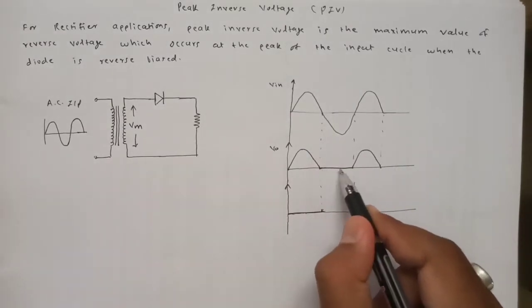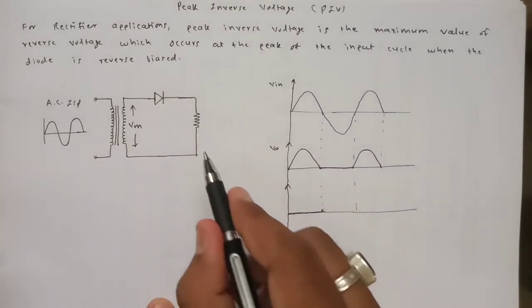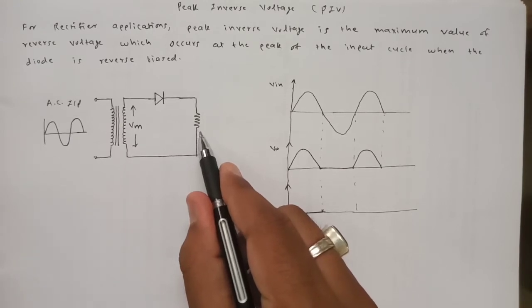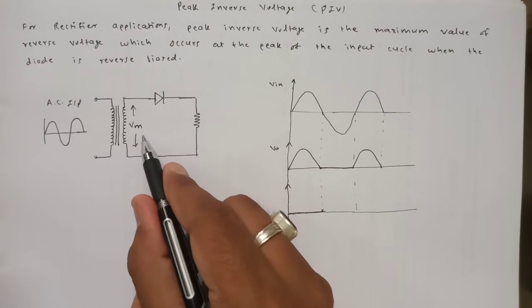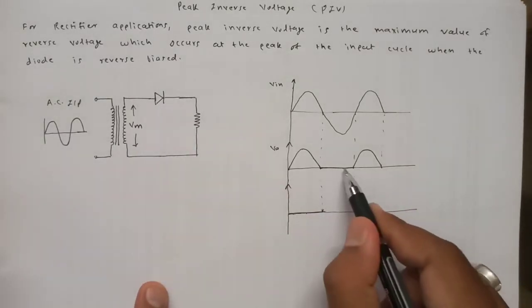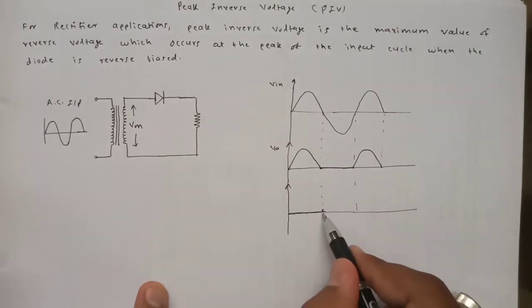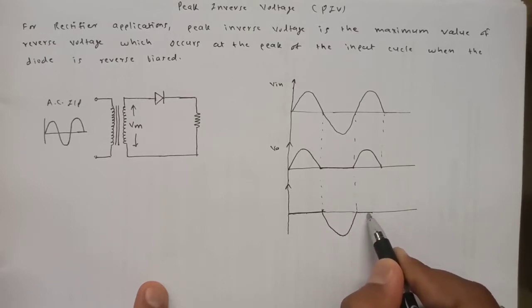Again, during this portion, when the diode is reverse bias, what will happen? No current will flow through the diode. As a result, there is also 0 current through the resistor, so no voltage will drop across the resistor. Whatever voltage we are applying at the input will be available as it is across the diode. What I mean to say is, during reverse bias, as the resistor voltage is 0, all the voltage will be applied across the diode.